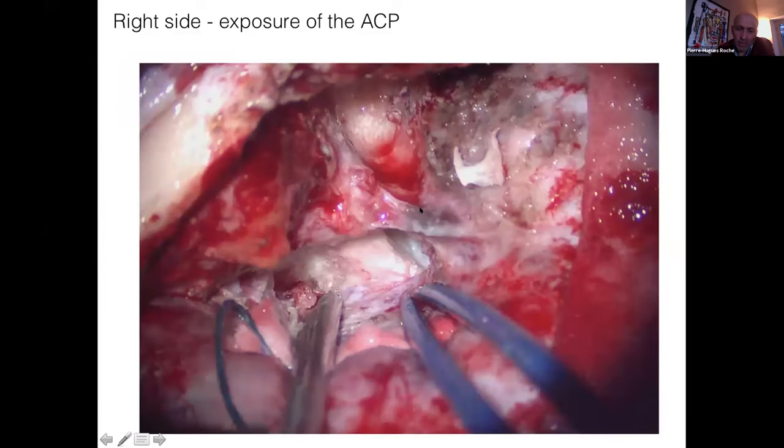So at the end of the surgery, you can see here that the anterior clinoid process has been removed, which is here. And you can see here the parasellar unroofing, the skeletonization of the optic canal. You can skeletonize as far as 270 degrees around the optic canal.